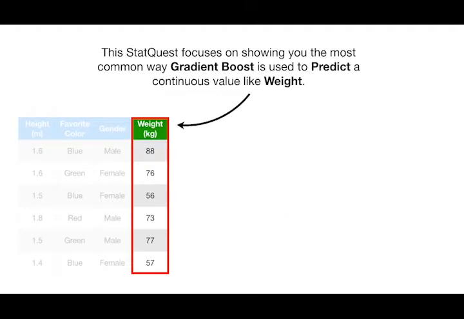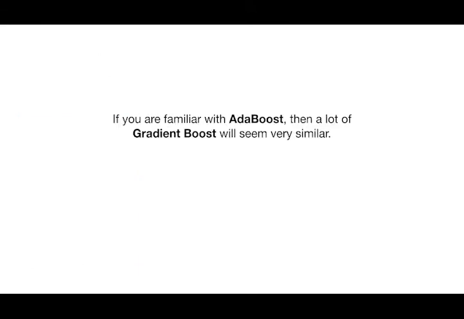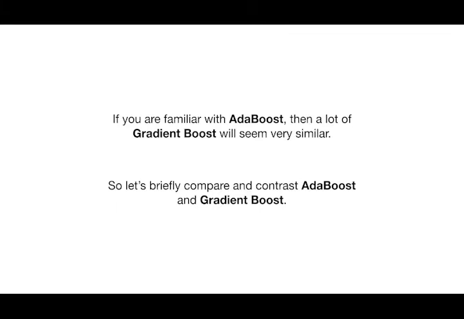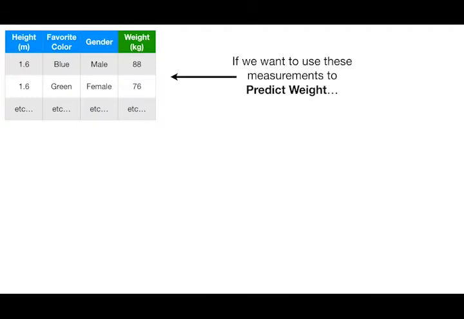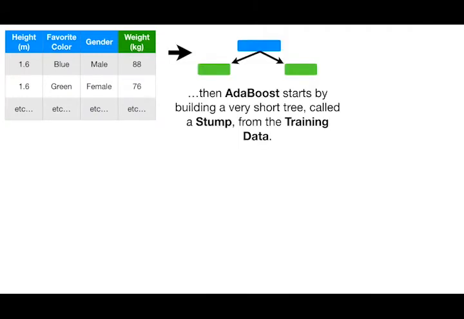This StatQuest focuses on showing you the most common way gradient boost is used to predict a continuous value like weight. If you are familiar with AdaBoost, then a lot of gradient boost will seem very similar. So let's briefly compare and contrast AdaBoost and gradient boost. If we want to use these measurements to predict weight, then AdaBoost starts by building a very short tree called a stump from the training data.